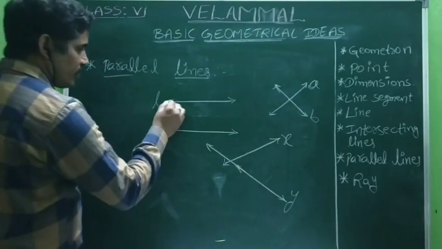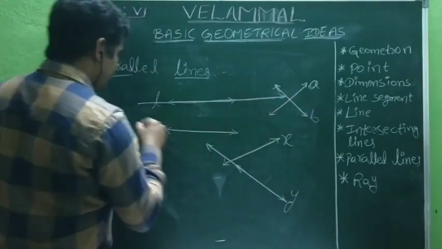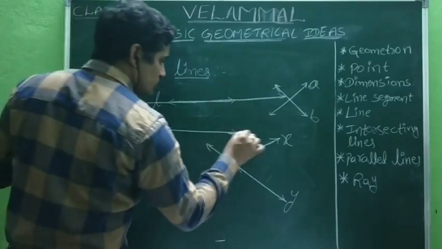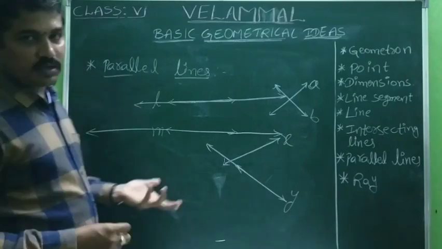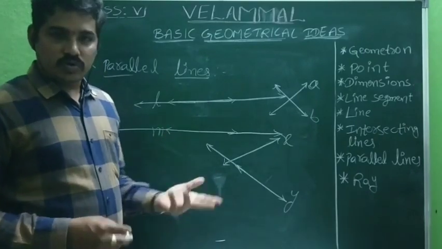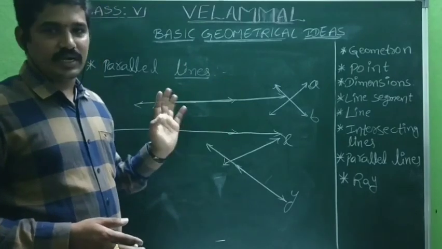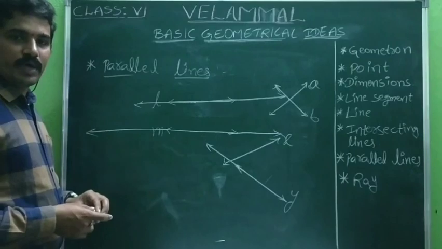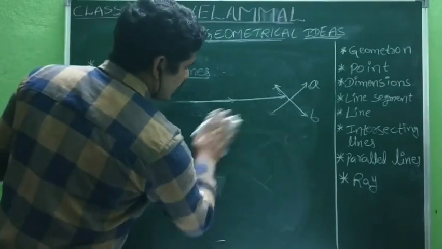In the same way, if we observe the lines L and M, whatever the direction, if we extend them infinitely and they never intersect, those lines are called parallel lines, like our railway track. A railway track has two tracks, but those tracks never intersect. Those are examples of parallel lines. Okay, next is ray.